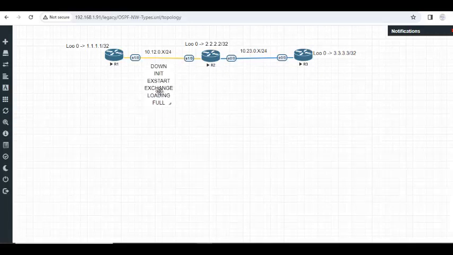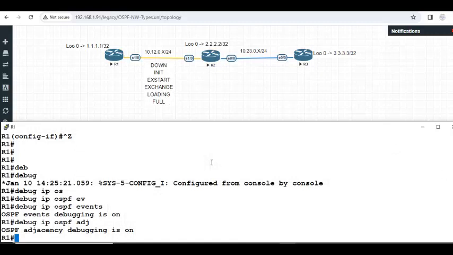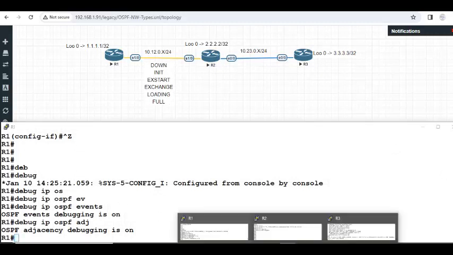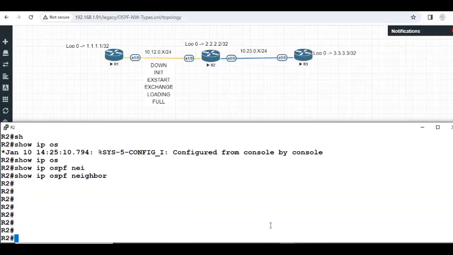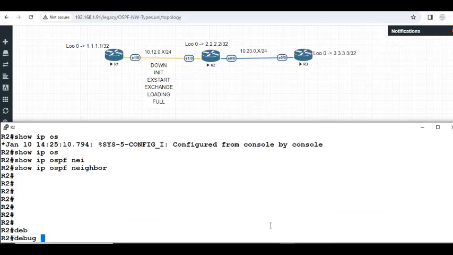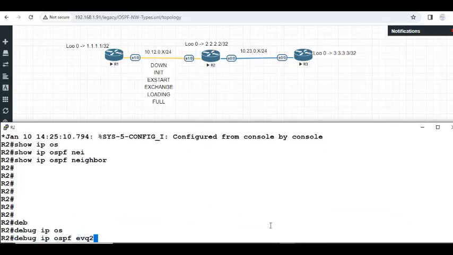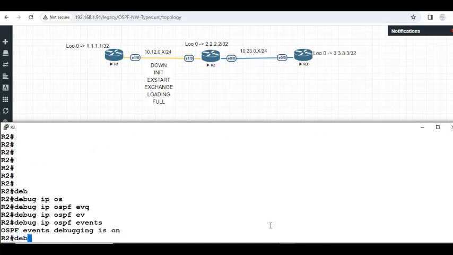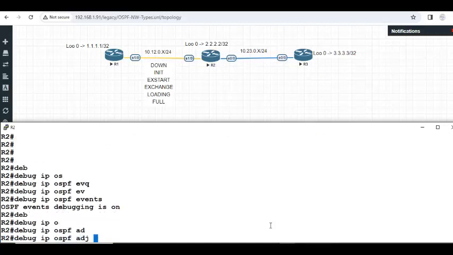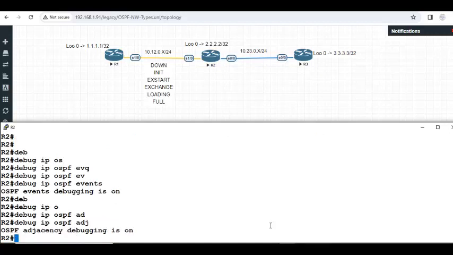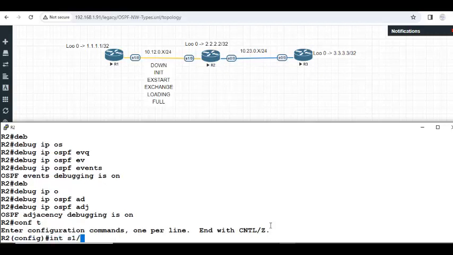So on R2 also, I'm saying debug IP OSPF events. Debug IP OSPF adjacency. Done. Now what I'm going to do is say no shutdown. I'll not hit enter now. Let me keep R1 also ready.